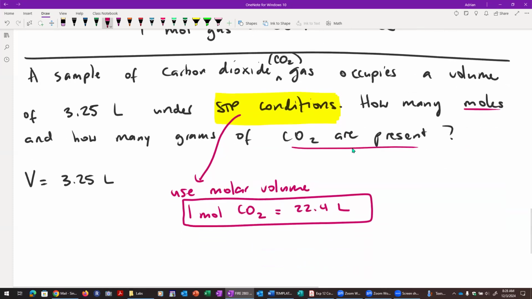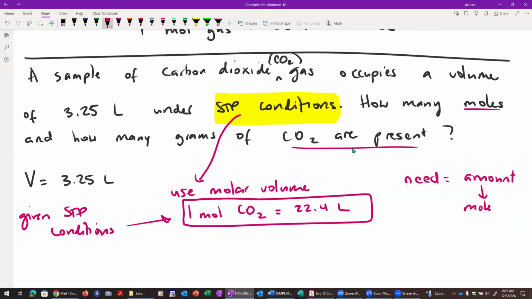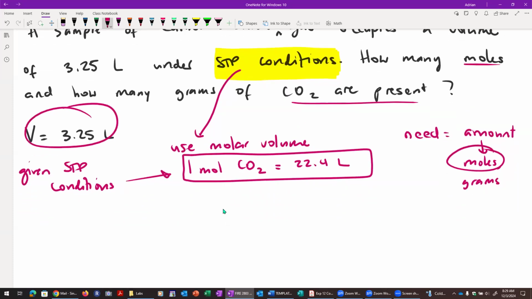Well, we're given volume here. We're given also STP conditions, which implies that we're probably going to have to use that relationship. And then what we need is the amount, both in moles, and then we also need the amount in grams. So what relates the moles, the thing that we want, to the volume, the thing that we're given, is the molar volume under these conditions, right?